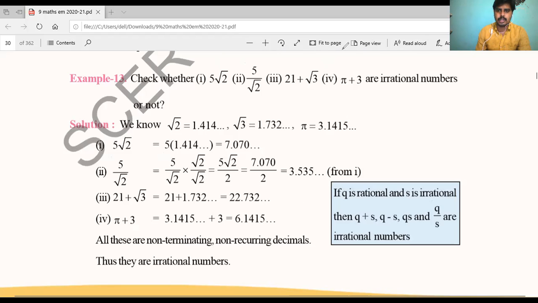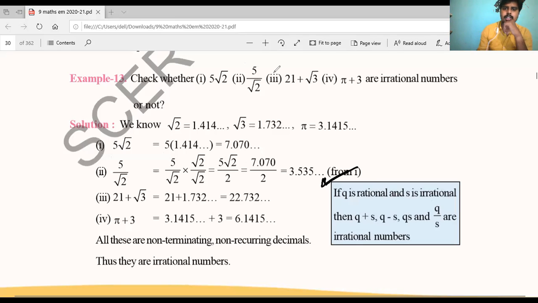Just please observe here, one box is there. If Q is irrational and S is irrational, then Q plus S, Q minus S, QS and Q by S are irrational numbers. Did you get the concept of this box? If you take one rational number and one irrational number, and add them, subtract them, multiply them, divide them, you will get irrational numbers only. Clear?